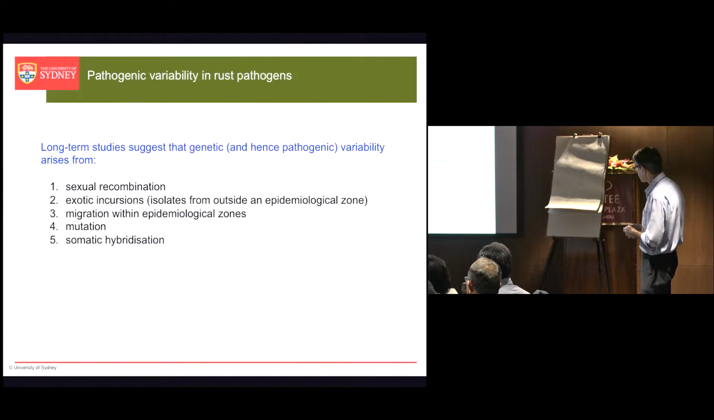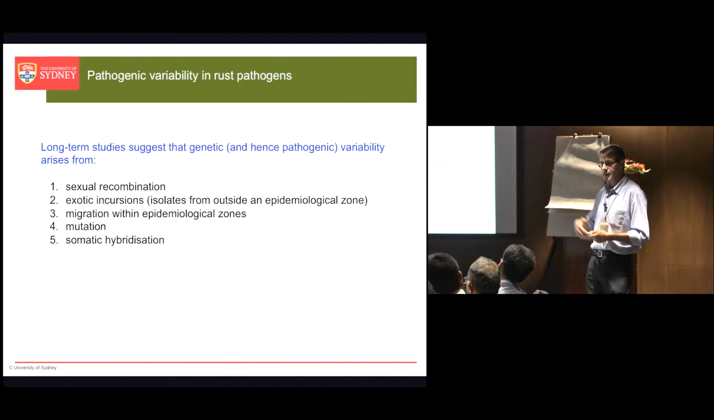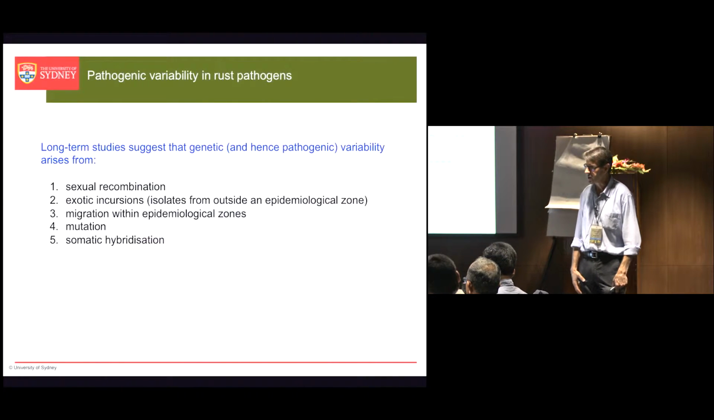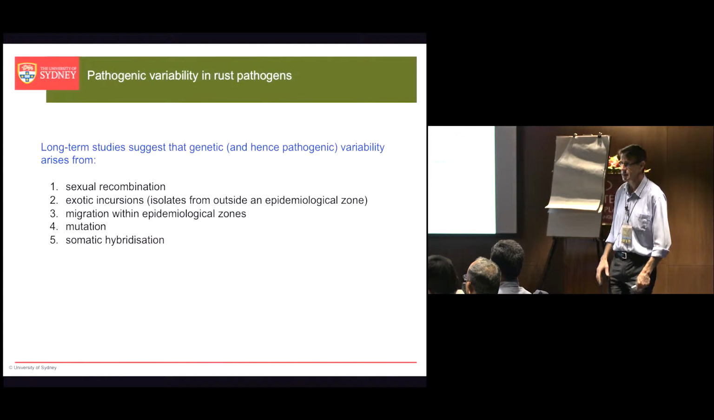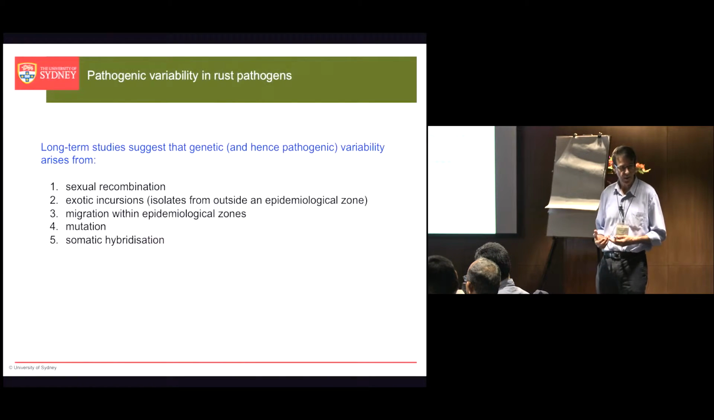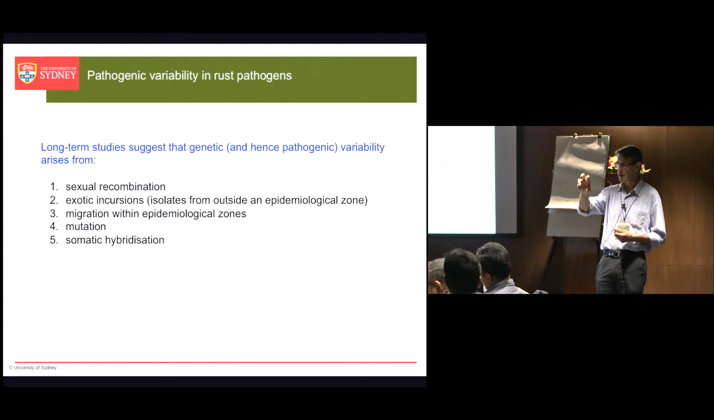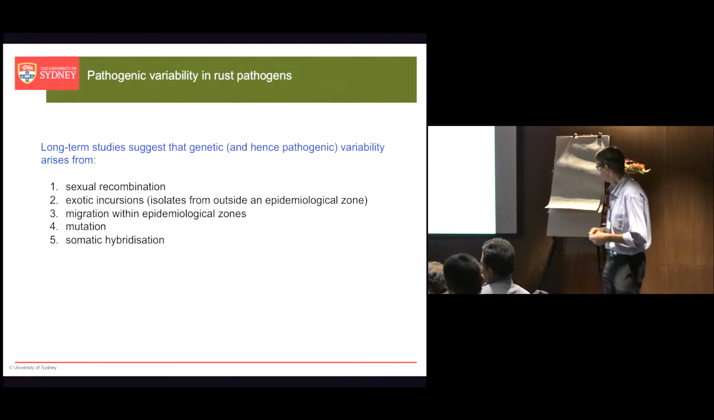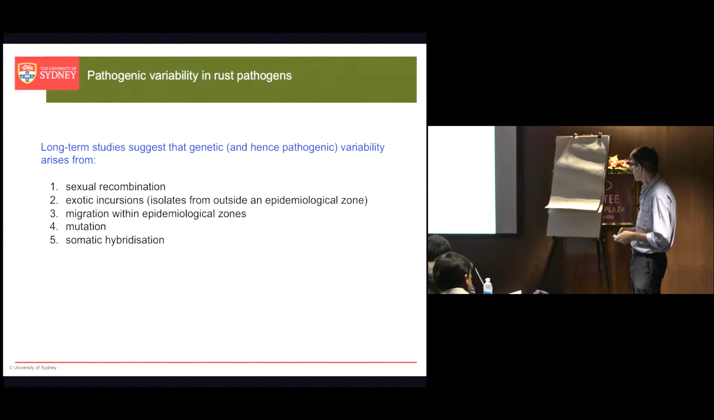Exotic incursions. This is where we get a rust isolate, a pathotype, that gets introduced into another region a long, long way away, either through long distance dispersal by air, by wind currents, or, as I said earlier today, contaminated clothing. Migration within epidemiological zones. We've seen this with Ug99. It's gone from its original location in Uganda, and it's spread all the way down into South Africa and up into Yemen and up into Iran. So this is migration within an epidemiological zone. Hundreds if not thousands of kilometres.